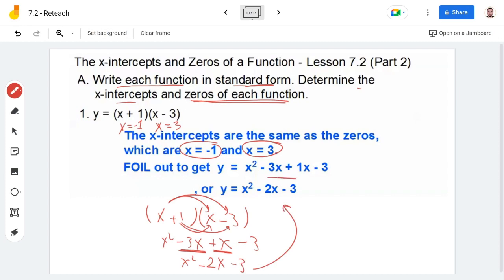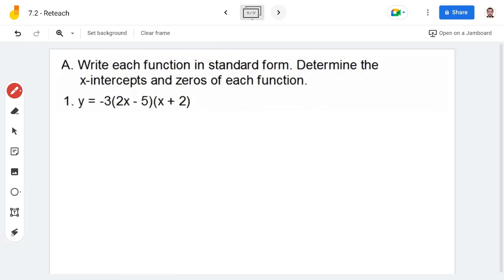Is it similar to this one? Yes, so this one is my answer. Clear? Okay, one more question here.